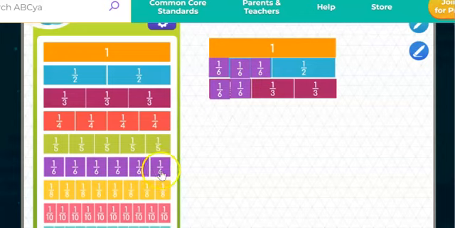They can see that a sixth is the largest piece that will evenly fit into my half and into my third. And that's the common denominator, because what we did is we made the pieces the same size. And that's ultimately what getting a common denominator does. It takes your whole and it makes your pieces the same size piece.